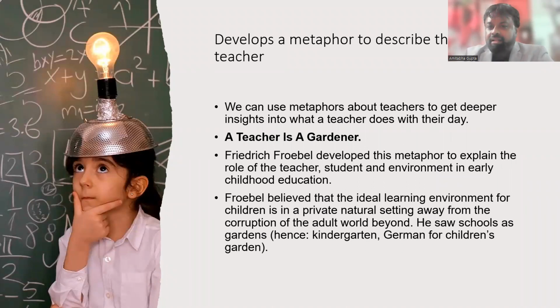Frederick Froebel developed his metaphor to explain the role of the teacher, student, and the environment in early childhood education. Froebel believed that the ideal learning environment for children is a private, natural setting away from the corruption of the adult world. He saw school as a garden, like kindergarten. In German, it means children's garden.